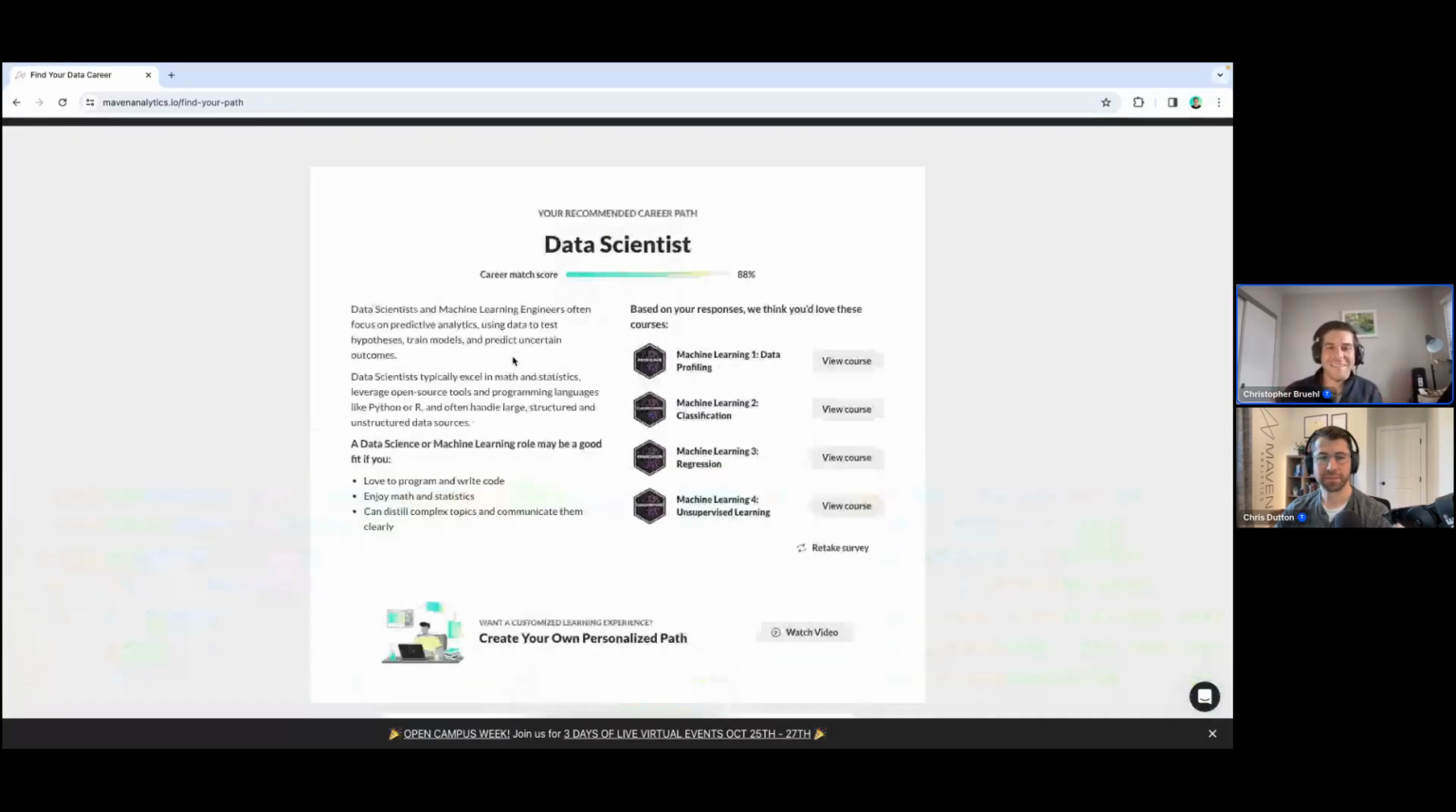And now it's going to calculate my path. And what do you know? I got data scientist, which is the role that I worked in before joining Maven.